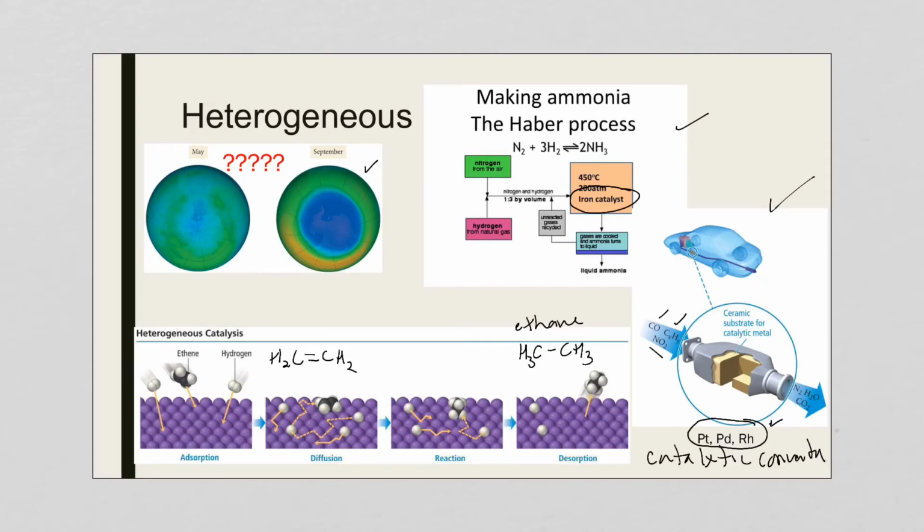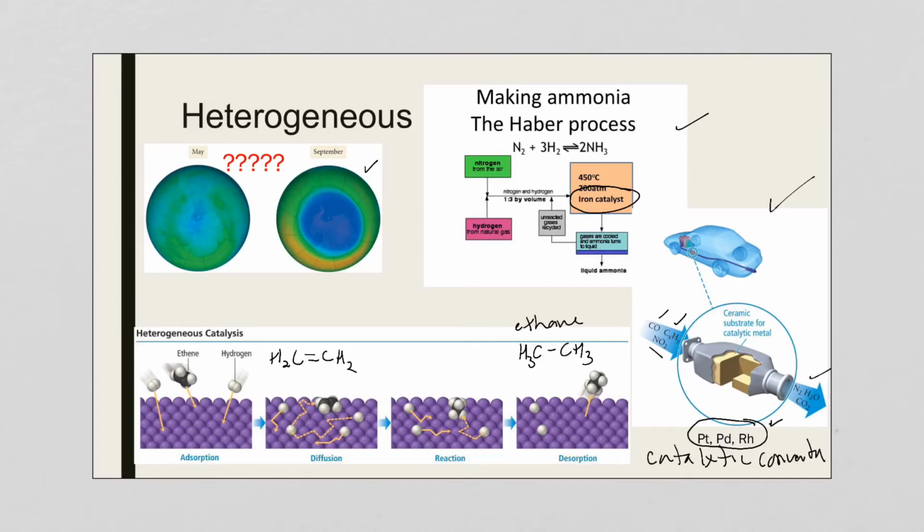We reduce to almost nothing the amount of CO and hydrocarbons and NO2 that come out, and these are converted into nitrogen gas, water, carbon dioxide, things that are not harmful to the environment. So catalytic converters have been extremely important in reducing air pollution, and they operate via this heterogeneous catalysis process. So that's some examples of heterogeneous.